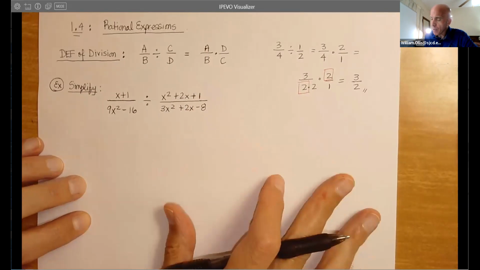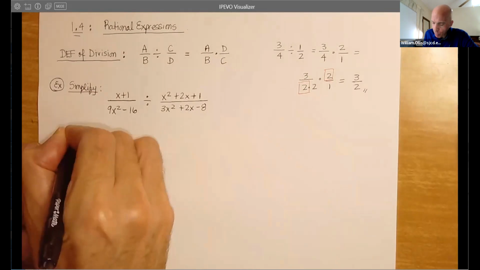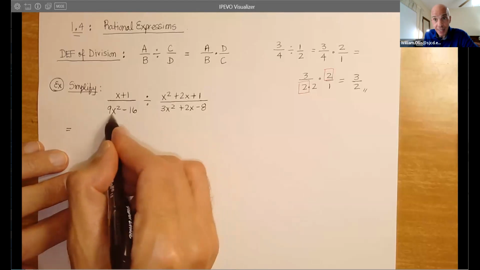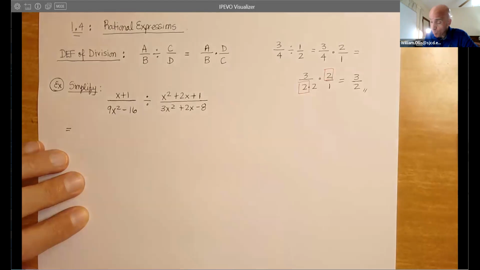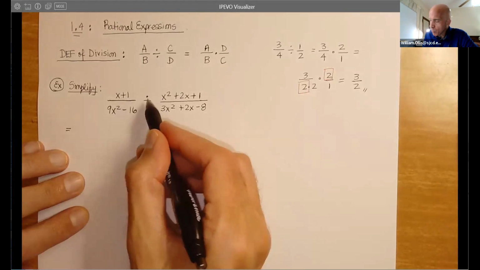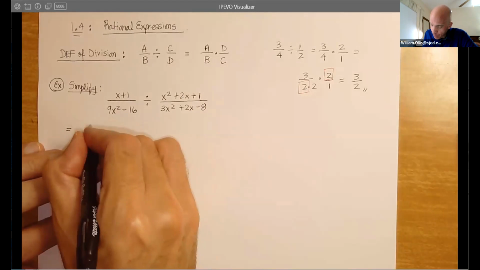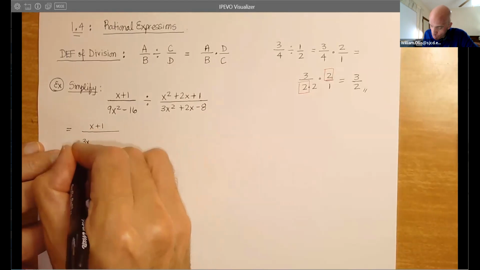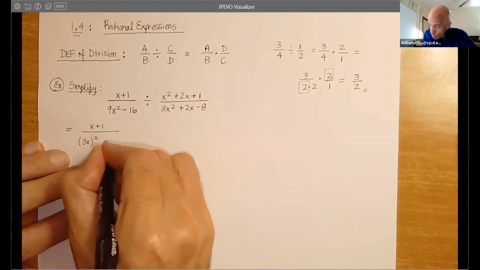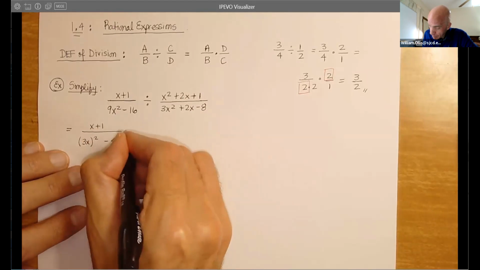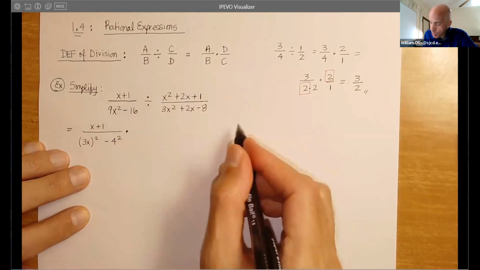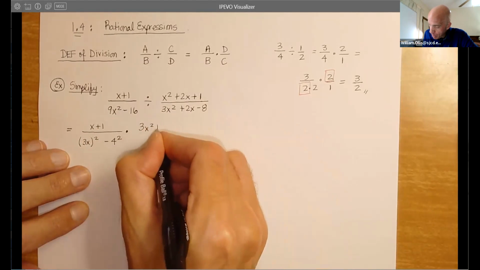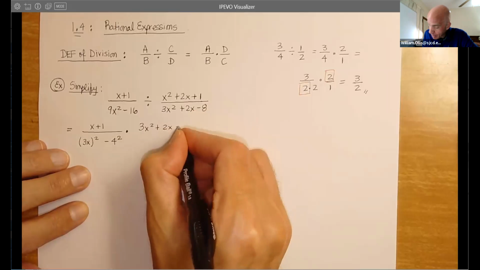Now, first off, if we look at this problem, notice here, this is a difference of 2 squares. So first we can write each of these terms as squares, and then we can interpret the division symbol, which means invert and multiply. So let's do that first. 9x squared is just 3x squared, and 16 squared is just 4 squared. Now let's go ahead, invert and multiply. Don't try to do all the steps at once, do them one at a time. So now the 3x squared plus 2x minus 8.